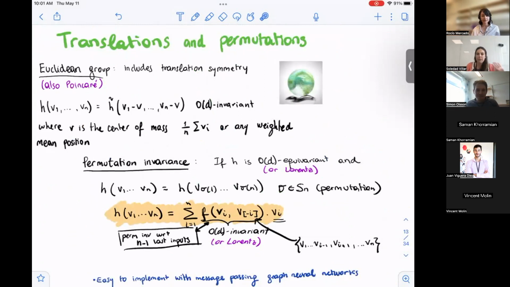This can be very easily adapted to, say, translation symmetry by subtracting the center of mass and then adding the center of mass back, and things like that. The permutation invariance is a little bit more complicated.